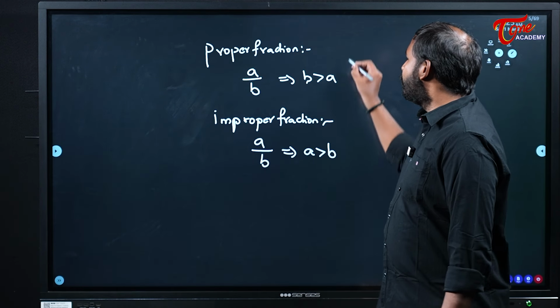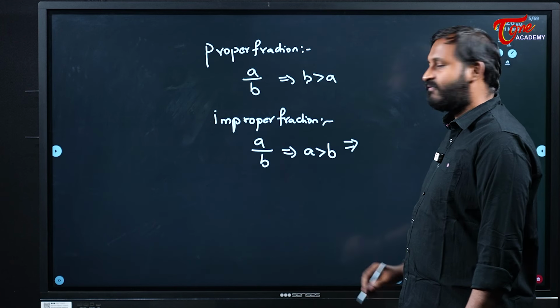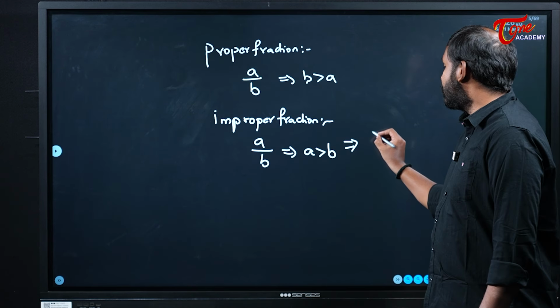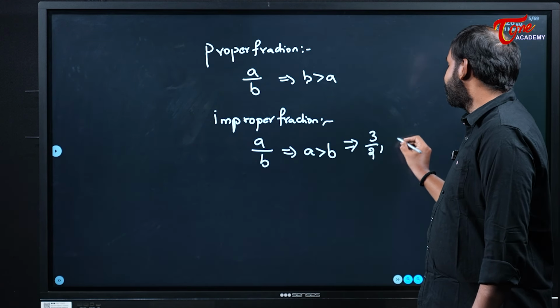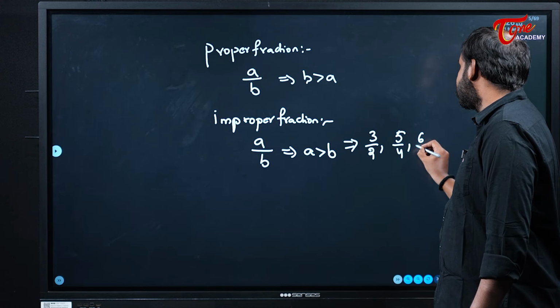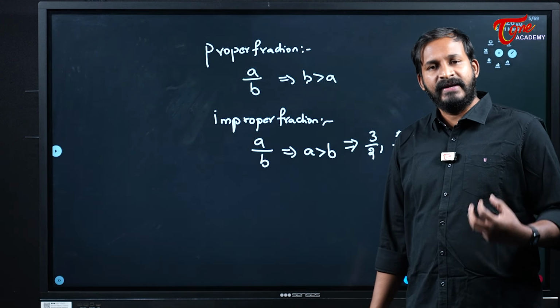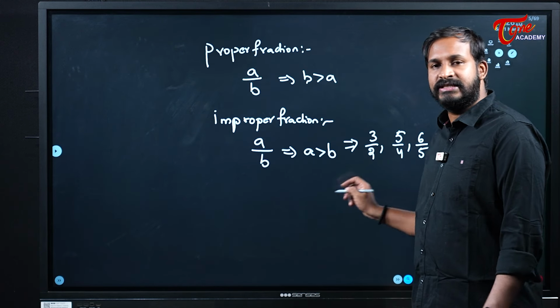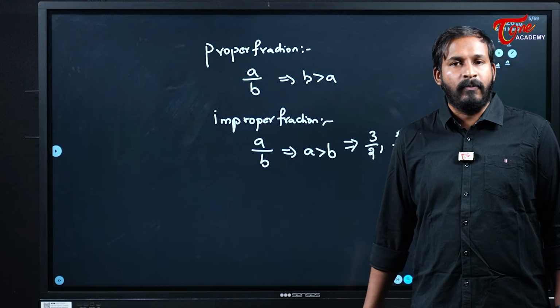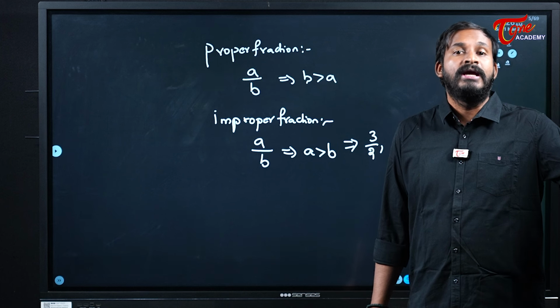Now, we will see some examples of improper fractions. Take for example 3 by 2, 5 by 4, 6 by 5. All of these come under improper fraction cases. Generally, we will not write our answers in the form of improper fractions. We will convert them into mixed fractions.